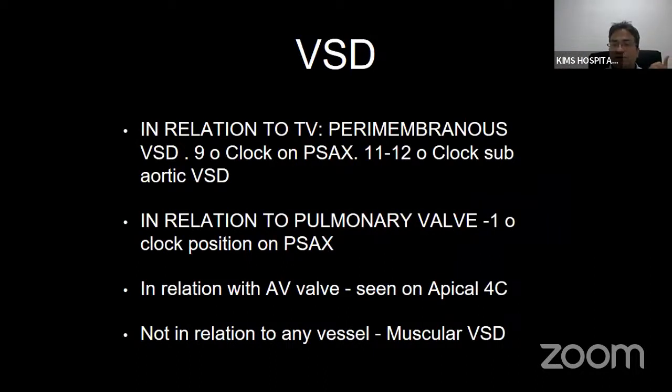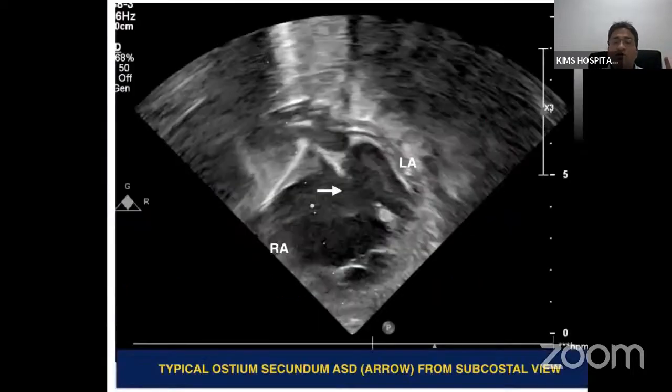So VSD, we have to see in relation with the tricuspid valve: perimembranous at 9 o'clock position. The pulmonary valve, you will see at 1 o'clock in short axis. In the AV valve, in apical four-chamber, it's an inlet VSD, and one which is not in relation with any of the valves is a muscular VSD. You can see it in the same way using subcostal, where you will see the dropout.